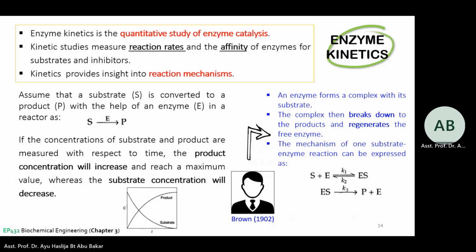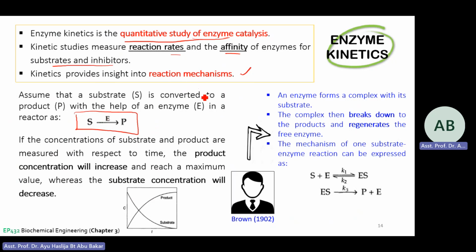So we go through what is enzyme kinetics. Enzyme kinetics is the quantitative study of the enzyme catalysis. Quantitative study on how much substrate producing how much product. Kinetic studies measure the reaction rates, and the affinity of enzyme for substrates and inhibitors. So this kinetic study provides insight into reaction mechanism. Again, this is the general part, which is substrate reacts with enzyme to produce the product.